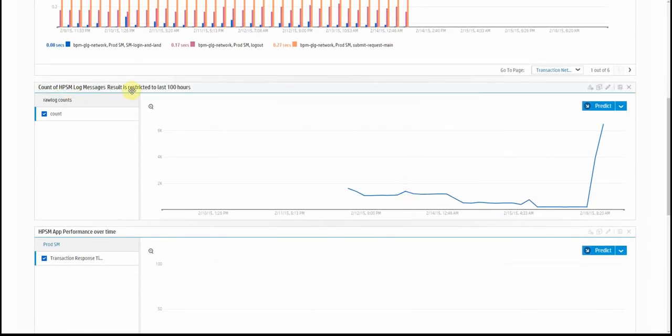Looking at the total count of HPSM log messages, we don't particularly see anything important here. We see a dip or a decrease, which is a tendency to imply that something's wrong with the application, because historically we can see that we were running give or take 1,000 events per this time period, and all of a sudden here between 2 a.m. and 8 a.m. on the 14th we dropped a significant amount.